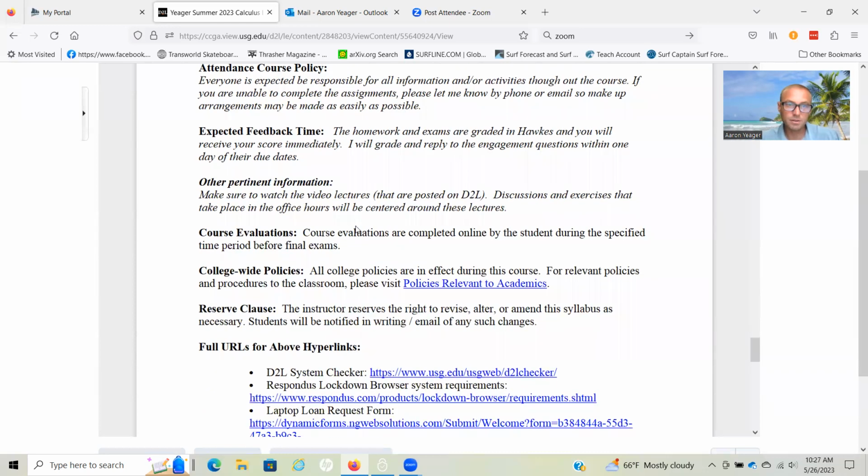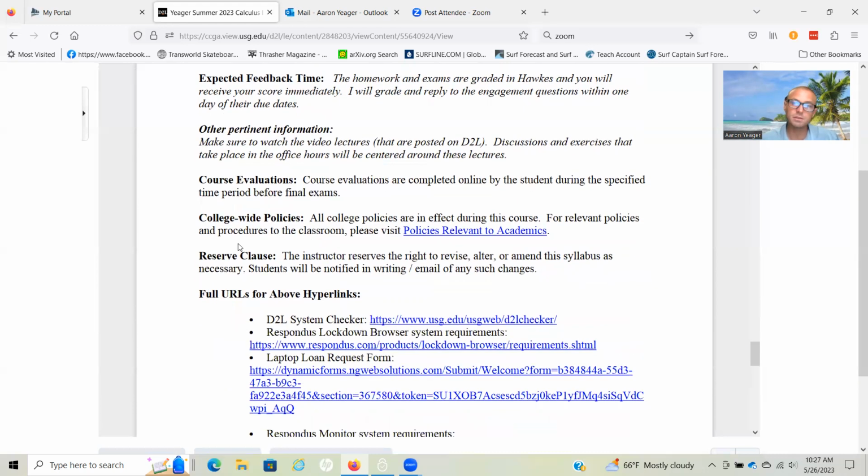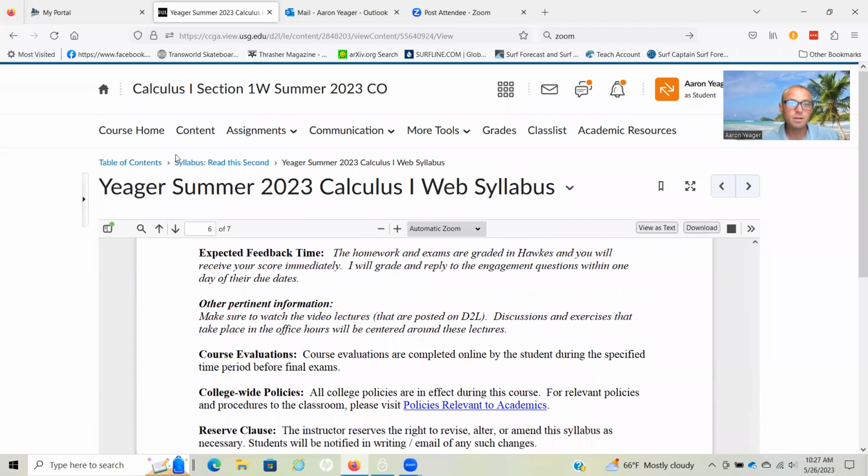And then after that is all the normal stuff: course evaluations, campus-wide policies, and so on. Okay, so let's go back to the table of contents here.